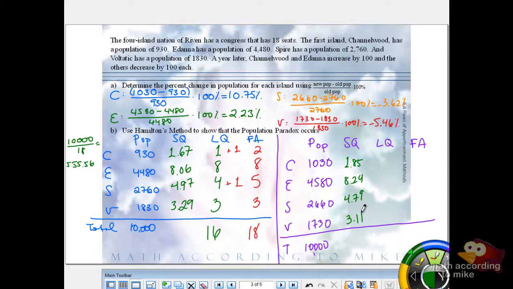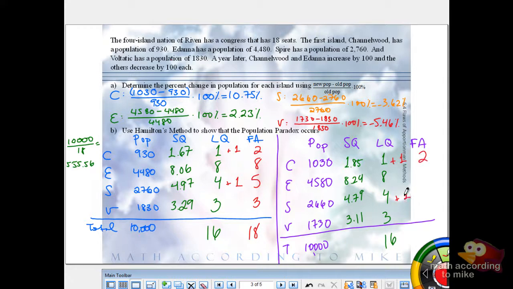Rounding down, we get 1, 8, 4, 3. Well, that looks familiar. That's still 16. But who gets it? Yeah, Channelwood. And Spire.